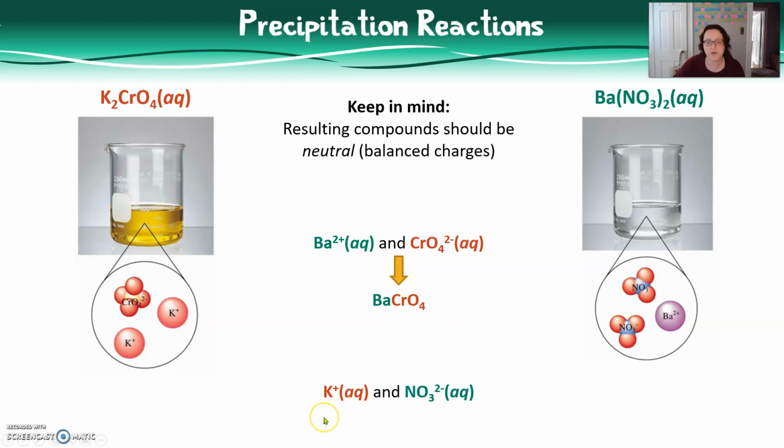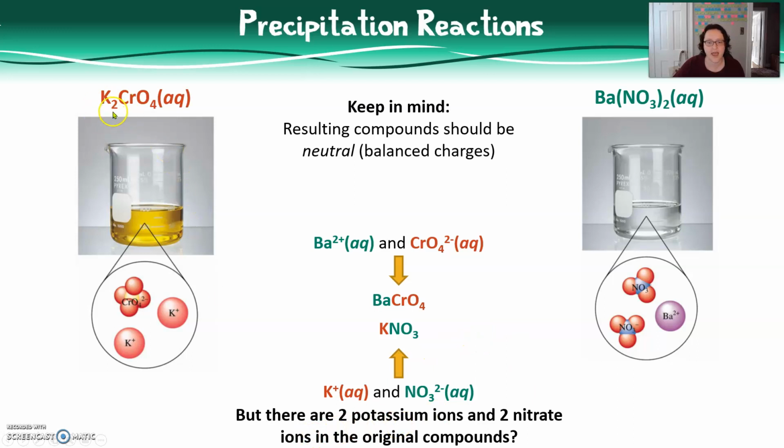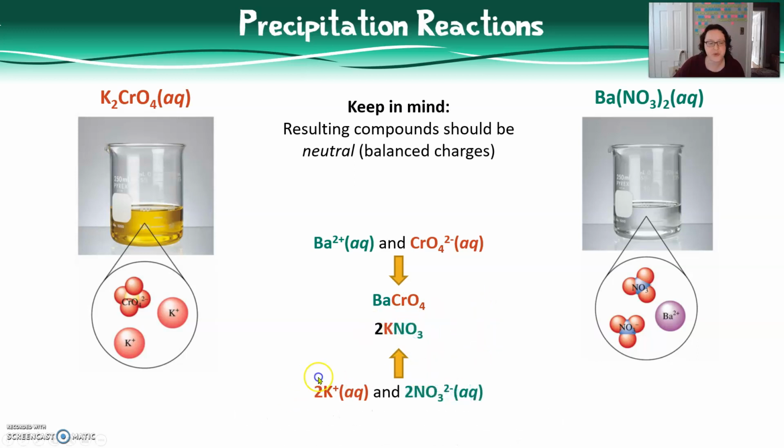Potassium with its positive 1 charge only needs one nitrate with a negative 1 charge to form a neutral ionic compound. So the product, potassium nitrate, also contains one of each ion. But there are 2 potassium ions and 2 nitrate anions in the original reactant compounds. So technically, in order for the products to be balanced in this reaction, we note that 2 units of potassium nitrate are formed for every 1 unit of barium chromate, as each potassium cation, since we have 2 of them, combines with each nitrate anion to form 1 unit of the ionic compound.